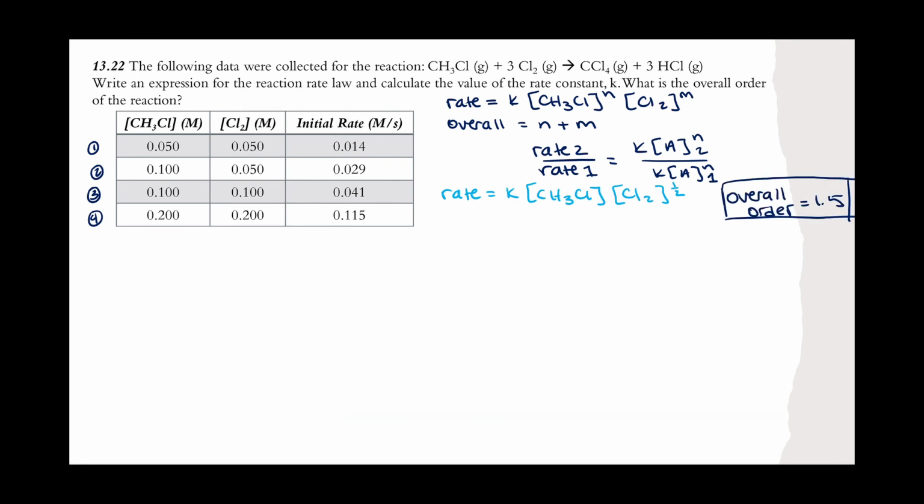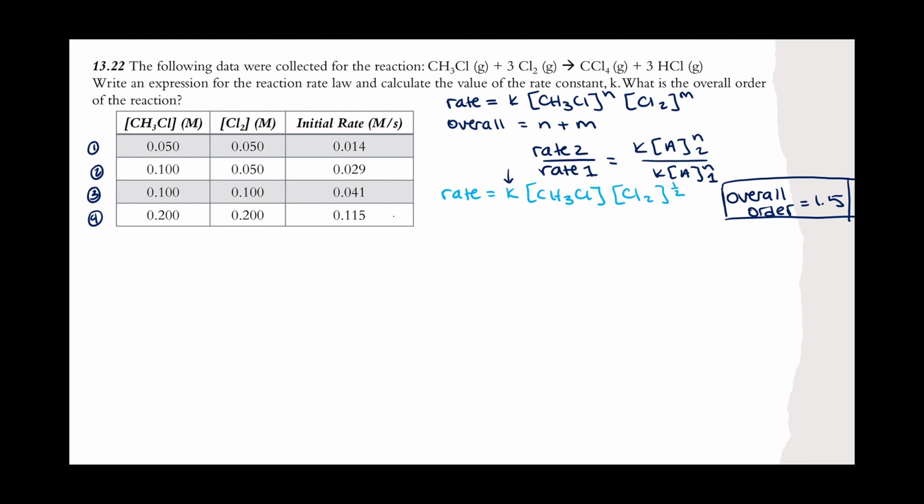All right, so I went ahead and erased everything. I also wrote that the overall order equals 1.5. The last thing that we have to do to answer this question is solve for K. Since we now know what the reaction orders are, we can pick any experiment and plug in the rate value and the corresponding concentration values of our reactants, and then solve for K.